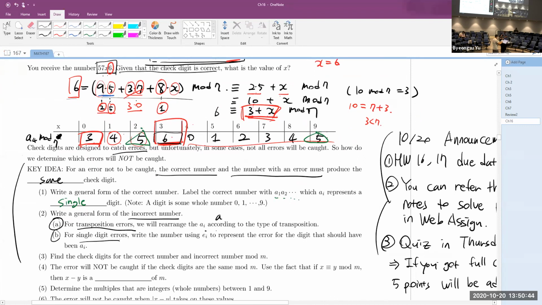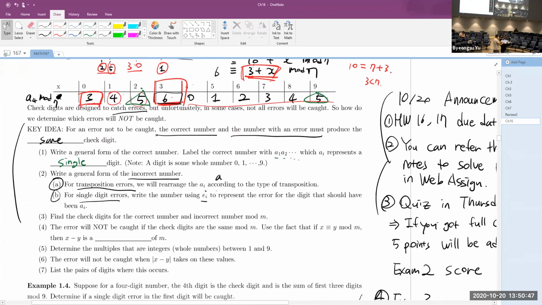And for a single digit error, you can just use E_i to represent the error for the digit that should have been A_i. And then find the check digits for the correct number and incorrect number mod M using those characters. Then you can figure out that the error will not be caught if the check digits are the same mod M, right? Because in the case of example 1.3, if 2 and 9 are the same mod 7, then in that case, we cannot distinguish it, right?